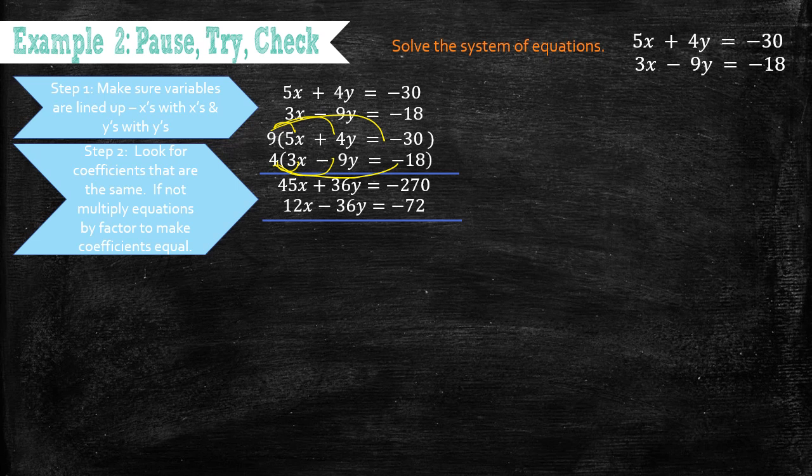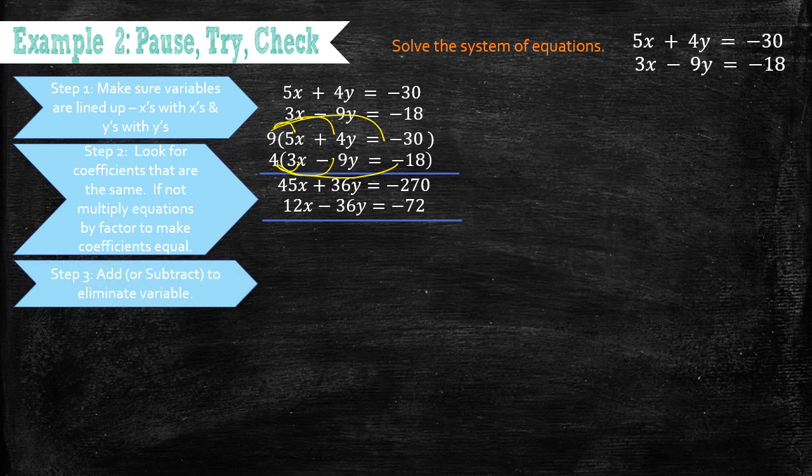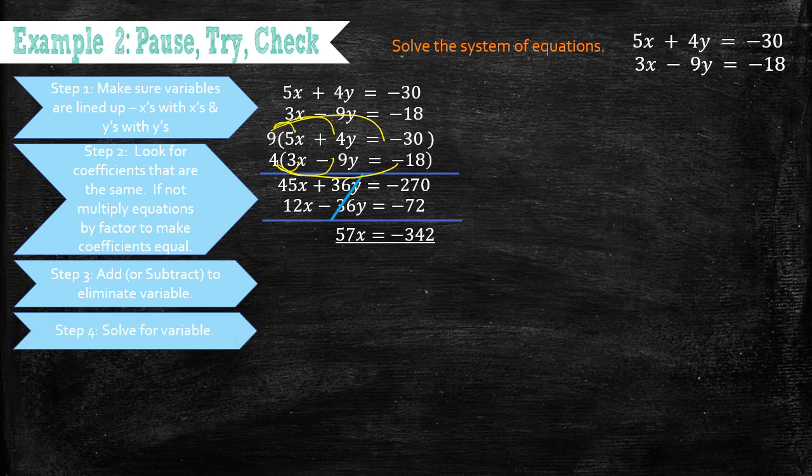Notice now my y's are the same, 36, 36, one is positive, one is negative, so they are going to eliminate. They cross out. So when I simplify, I am left with 57x because 45x plus 12x is 57, and then -270 plus -72 is -342. I now need to divide by 57 to solve for my variable. So my 57s will cancel, and I am left with x equals -6.